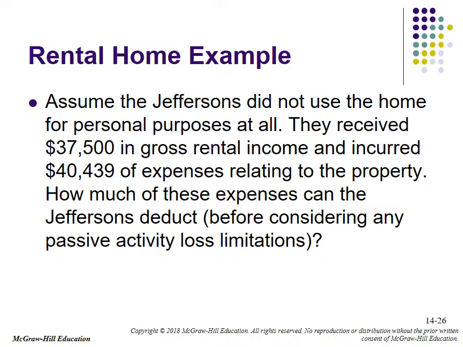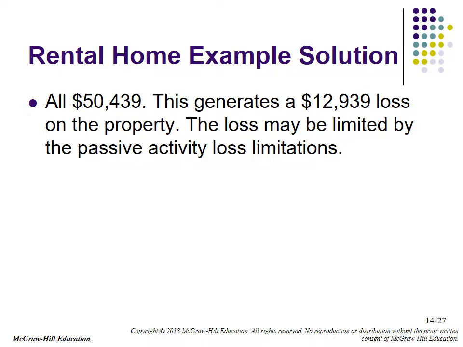Assume the Jeffersons did not use the home for personal purposes at all. They received $37,500 in gross rental income and incurred $50,439. So I call it a pure rental. That's what you're doing. You're renting a property. How much can they deduct? Well, they can deduct all $50,439 and generate a loss on the property.